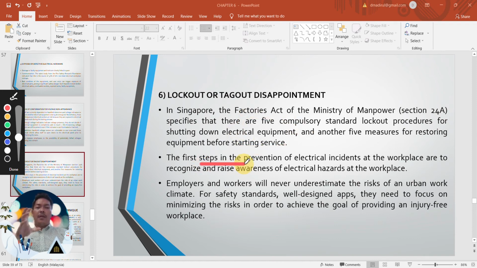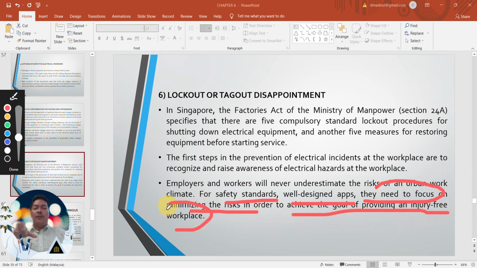The first step in the prevention of electrical accidents at the workplace is to recognize and raise awareness of electrical hazards at the workplace. Employers and workers must never underestimate the risk of an industrial work climate. For example, for a safety standard, a well-designed approach needs to focus on minimizing the risk in order to achieve the goal of providing an injury-free workplace.